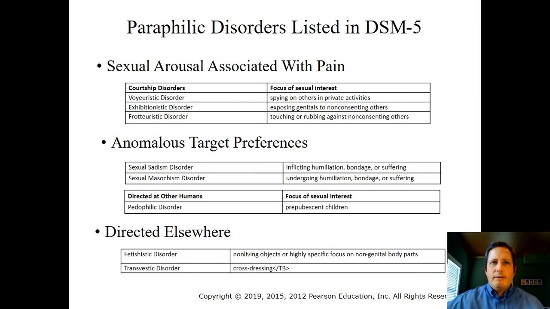So just to give you the paraphilic disorders listed in the DSM-5, you have the sexual arousal associated with pain, which we saw with the voyeuristic. I think I've switched those around a little bit in my preparation for the slide. Obviously, sexual arousal associated with pain, you're going to have sexual sadism, sexual masochism, and pedophilia. If you have the anomalous target preferences, that's going to be the voyeuristic, exhibitionist, and frotteuristic disorders, and then those that are directed elsewhere.